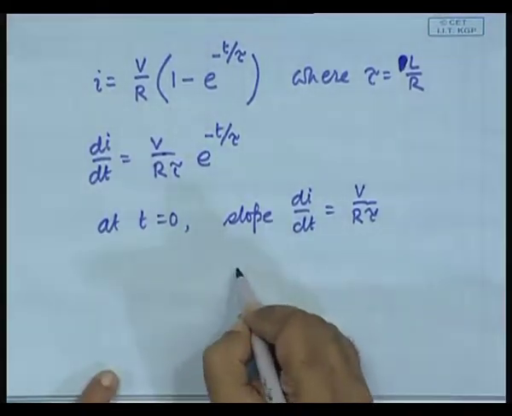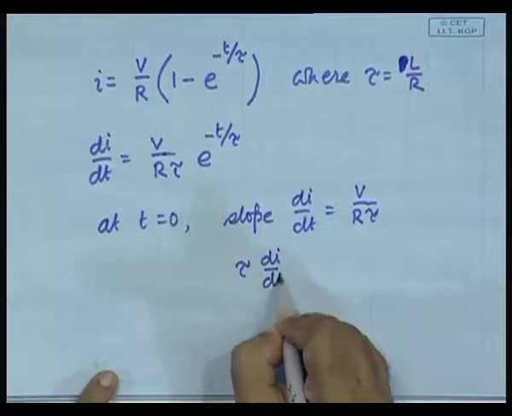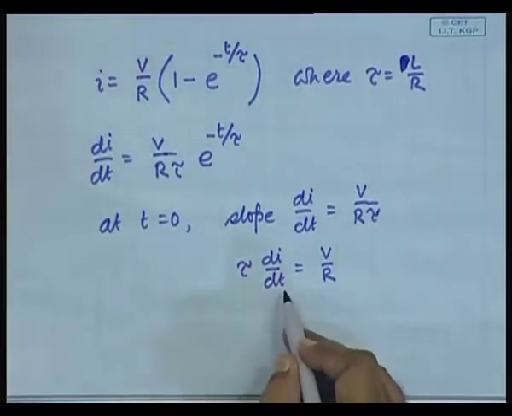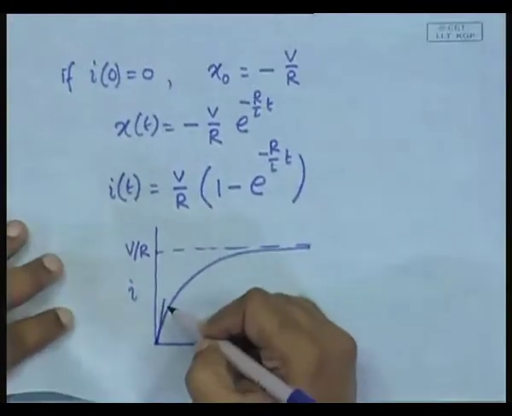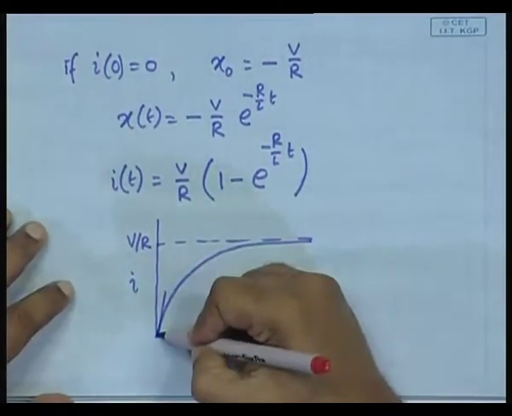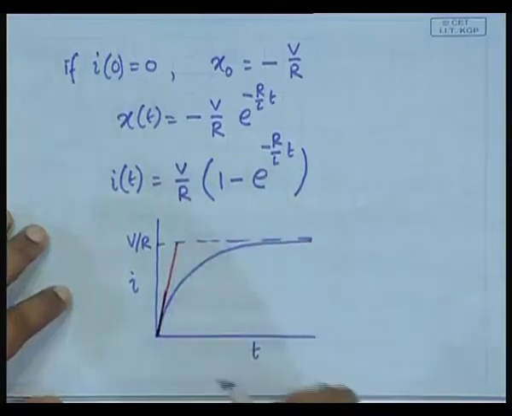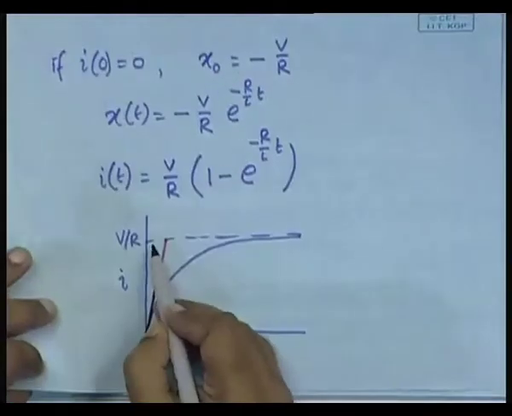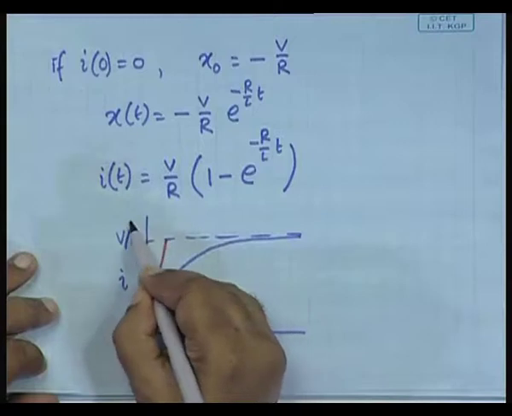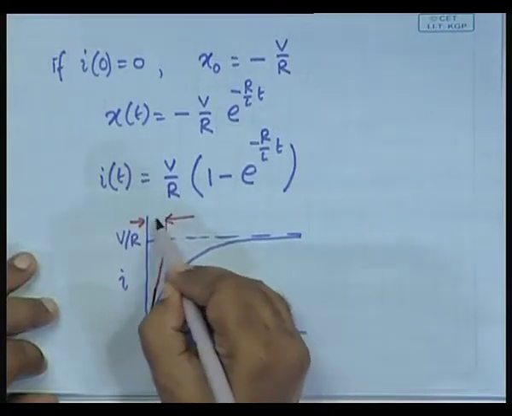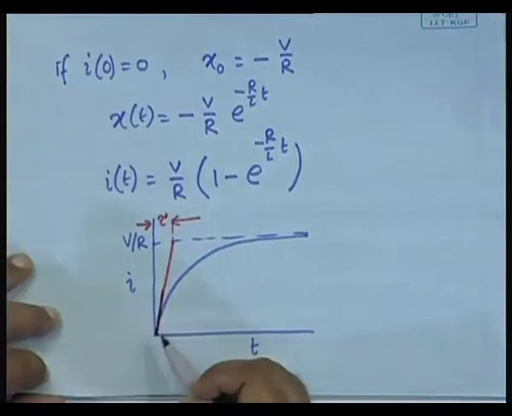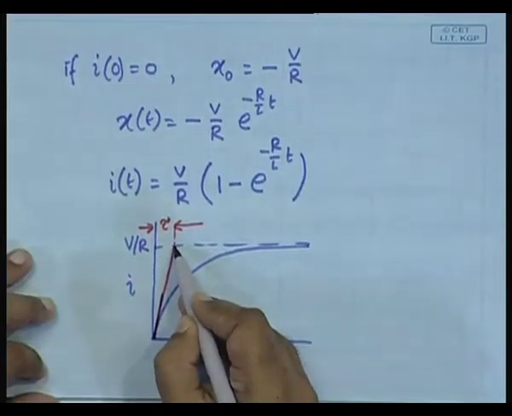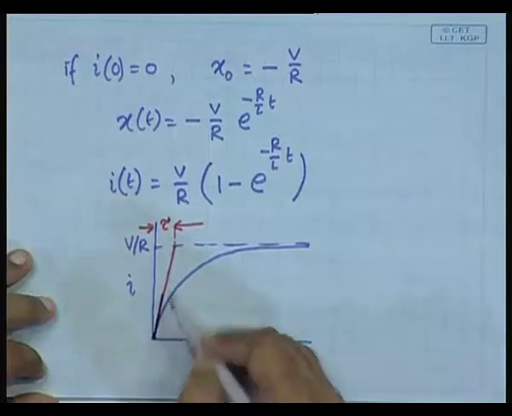So, you have tau dI/dt is equal to V by R. This means that if this one were to continue, then this slope times the time tau gives V by R. So, after a time tau it will reach the V by R. So, tau essentially says that if the initial slope continued, then after a lapse of a time tau, it will reach the final value, but it actually does not, it actually goes like this.